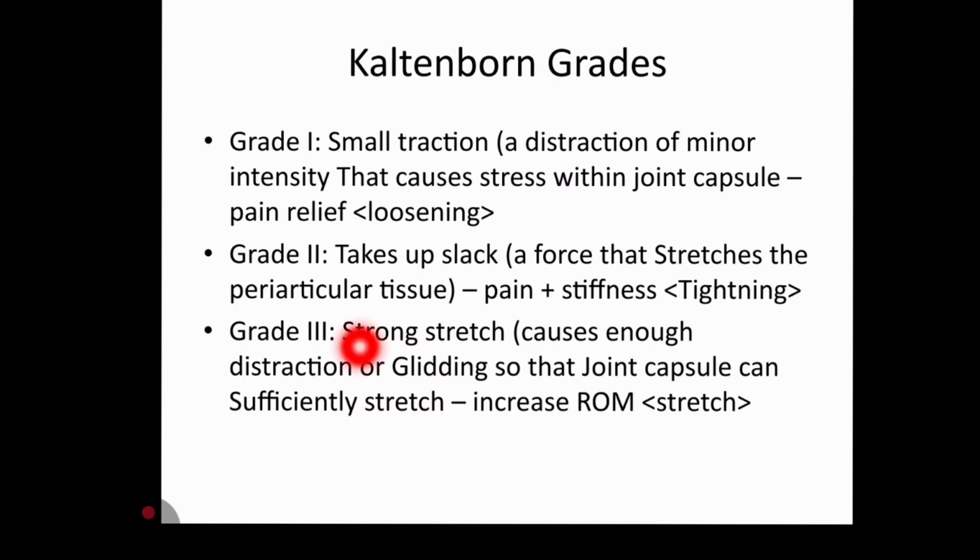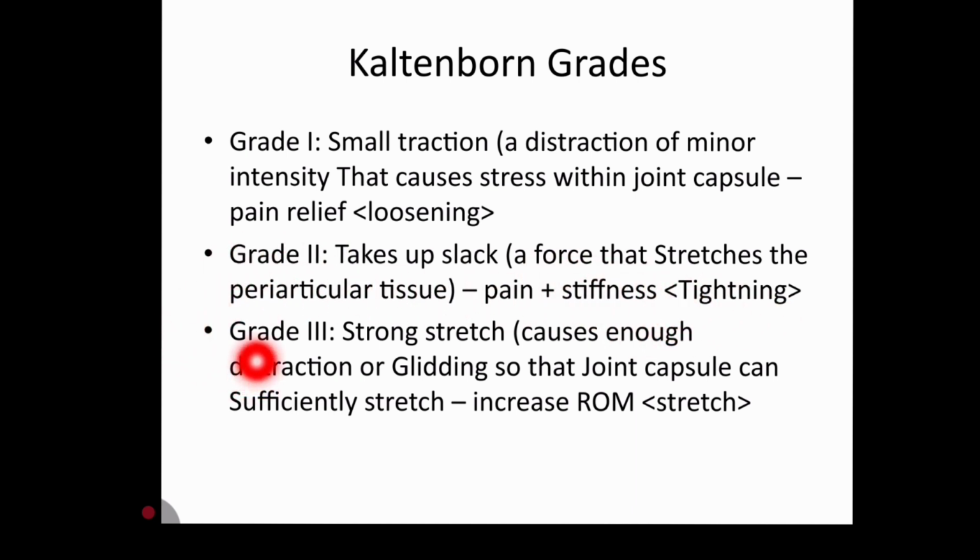So let's talk about the Kaltenborn grades. Grade number 1 is small traction, a distraction of minor intensity that causes stress within the joint capsule and is used for pain relief loosening. Grade 1 is usually called the loosening grade. Grade 2 takes up the slack of force that stretches the periarticular tissue and is used to control pain plus stiffness. And grade 2 is often related to tightness.